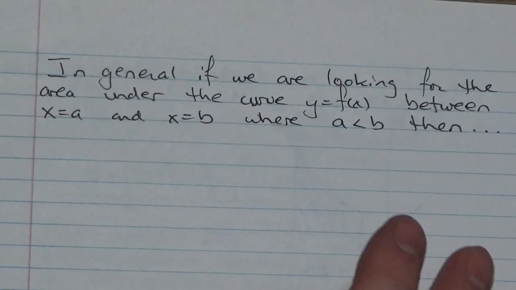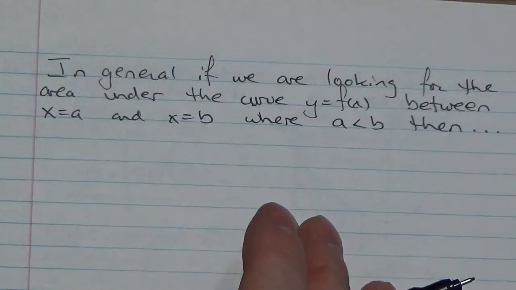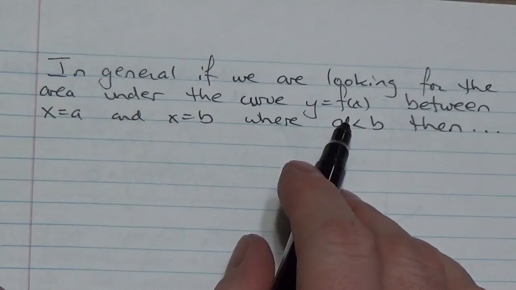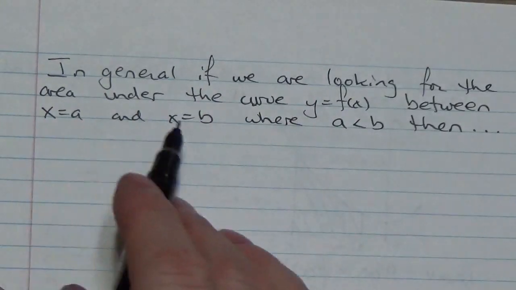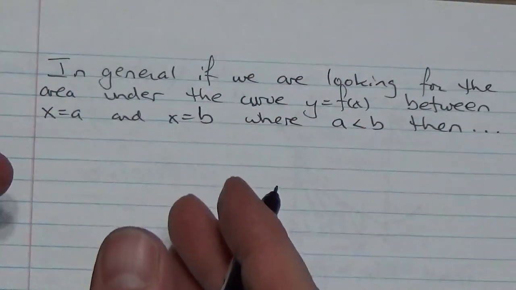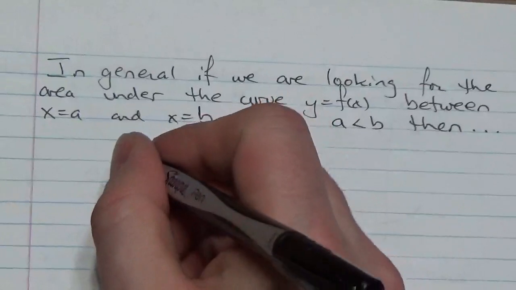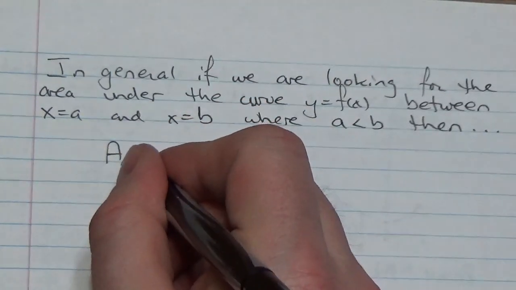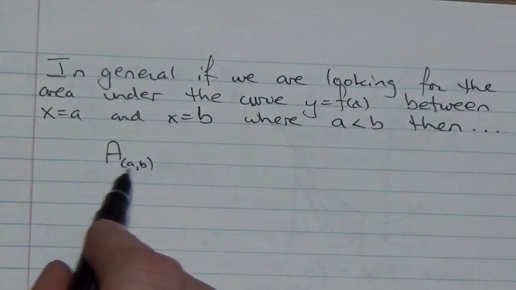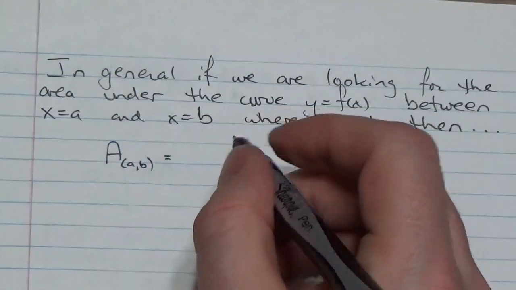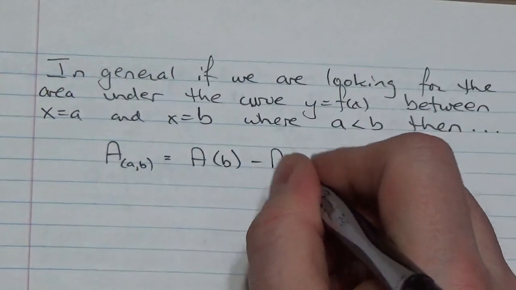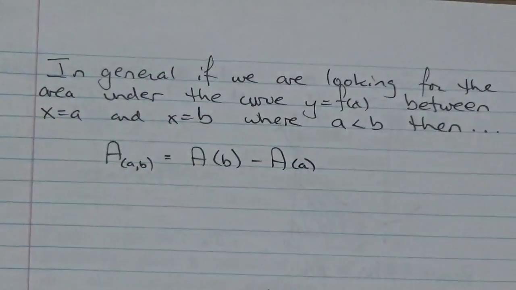Okay, so now we're going to throw a statement out here in general about the way this works. So in general, if we're looking for the area under the curve y equals f of x between x equals a and x equals b, where a is less than b, so it just means to the left of b, then what we get is this. We're looking for the area function to be evaluated along this interval a to b. This is going to equal the area function evaluated at b minus the area function evaluated at a.